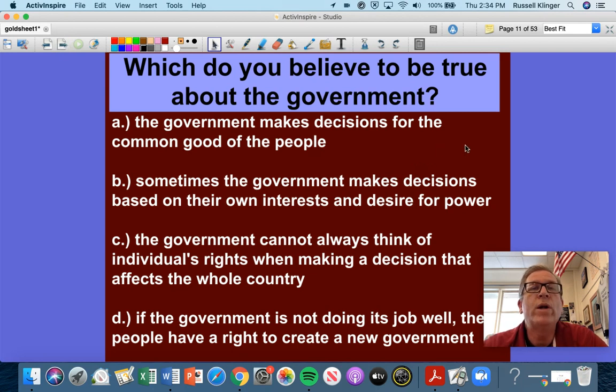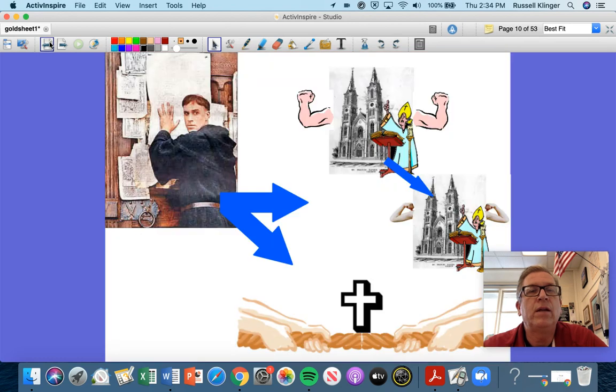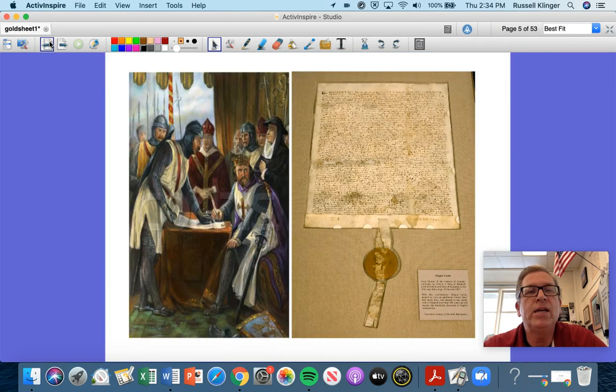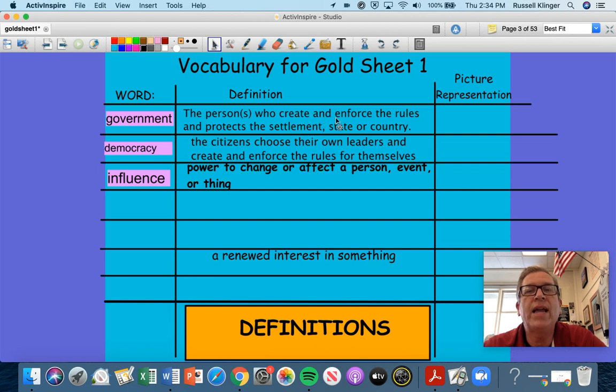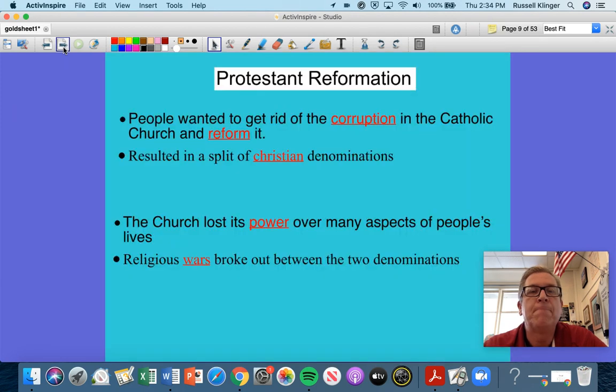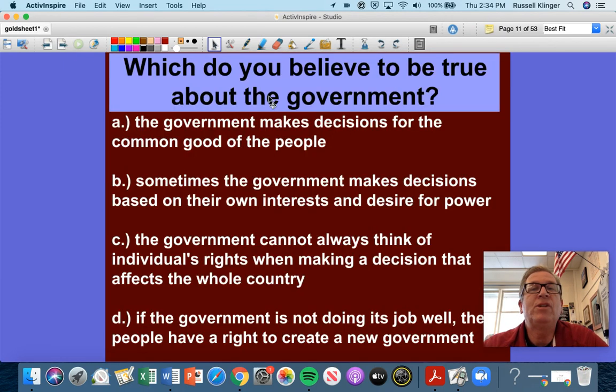Here's an interesting question. Which do you believe to be true about government? If we remember, what is government? Government is, let's go back to our definitions, the person who creates and enforces the rules and protects the citizens, states, or countries, right? That's what government is, people or persons. So which do you believe to be true? Now, some of you might say, hey, the government makes decisions for the common good of the people. Maybe you're a very altruistic person and you believe that government as a whole is meant to do good things. Sometimes the government makes decisions based on their own interest and desires for power. Maybe you think that. Maybe you think that people in government cannot always think of individual rights when making decisions that affect the whole country, right?